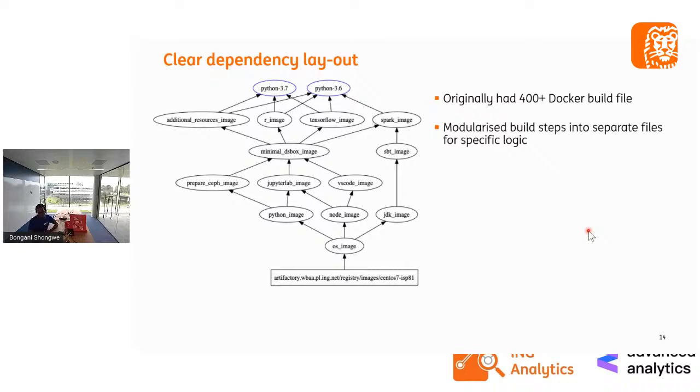So remember, I mentioned that we had this one single Docker image, which was 400 plus lines long. Once we adopted Docker Make, we were able to modularize our Docker build steps and break them up into separate Docker images, and lay them out using Docker Make to indicate which one would be based off which one. So this is what we got at the end, a much clearer dependency layout, and it made it easier for us as developers to pinpoint where a change should go, or if we need to introduce something, it made it much more clear for us.